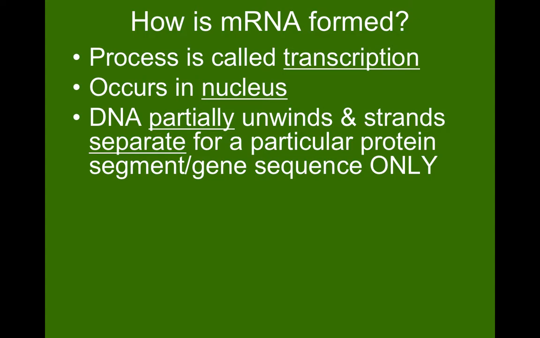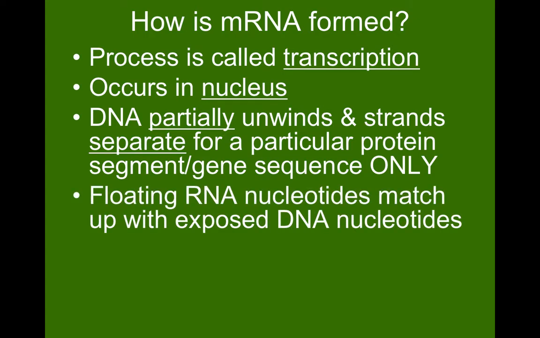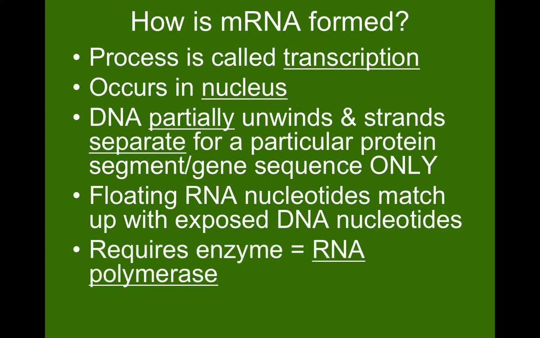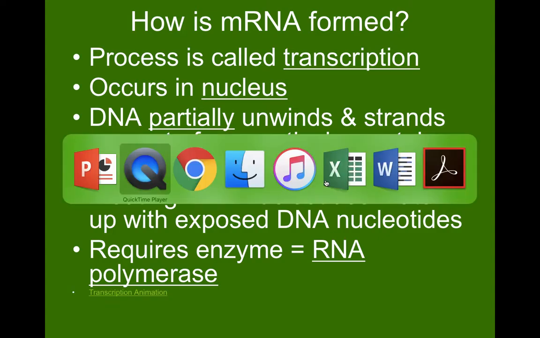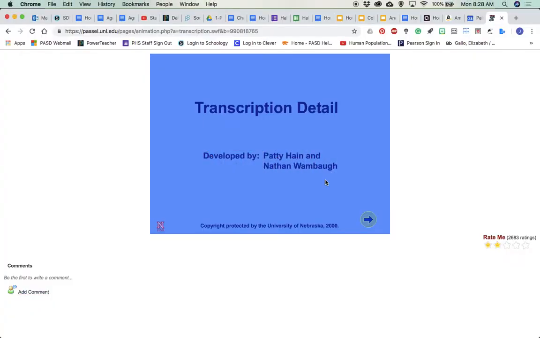Now, after the DNA partially unwinds, the floating RNA nucleotides that are in the nucleus come in, and following the base pairing rule, they will match up. So if DNA has an A, RNA will have a U. If DNA has a C, RNA will have a G. If DNA has a G, RNA will have a C. And if DNA has a T, RNA will have an A. Now this requires an enzyme, which is called RNA polymerase. And I actually have an animation here that I'm going to show you.